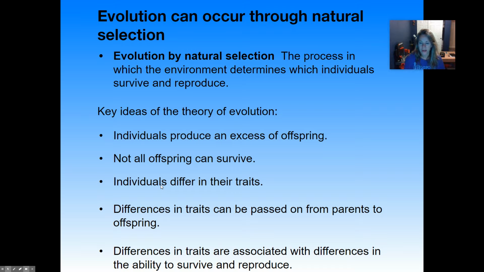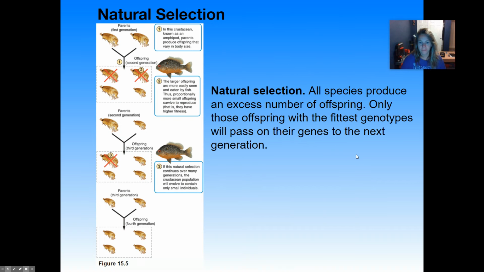Differences in traits can be passed on from parents to offspring, so that's a given. And then differences in traits are associated with differences in the ability to survive and reproduce. So, like I said, the key here is survival. If you can survive long enough to reproduce, then your genes will be carried on. So those are the key ideas of evolution.